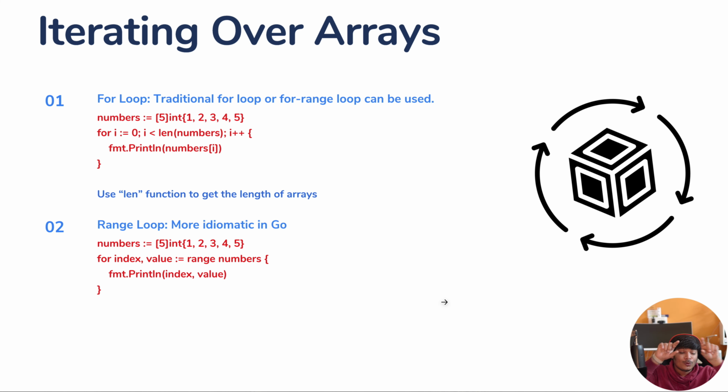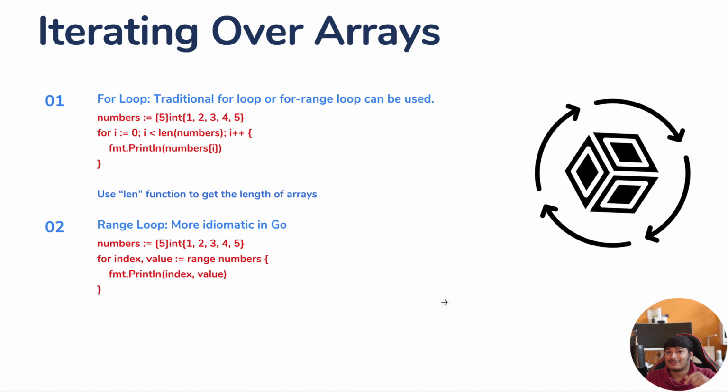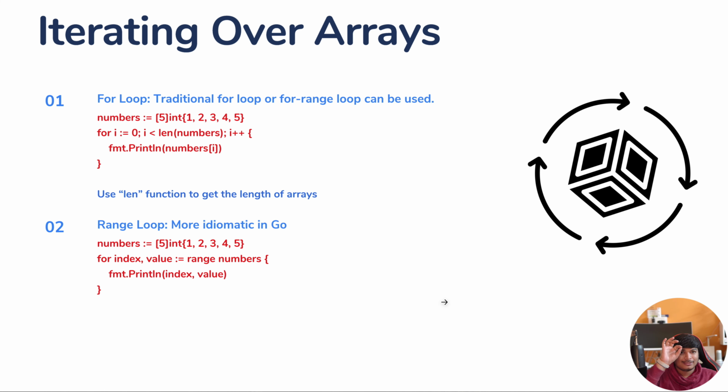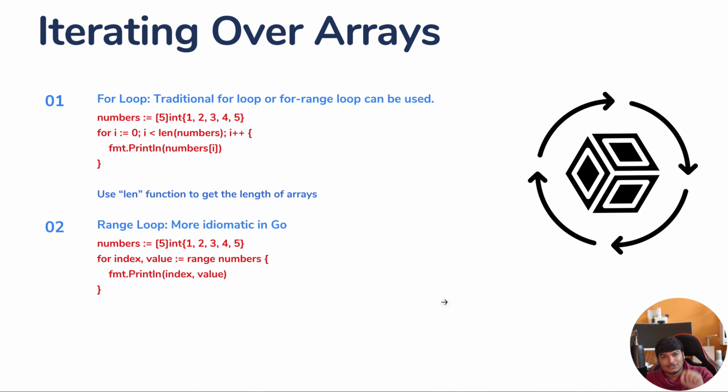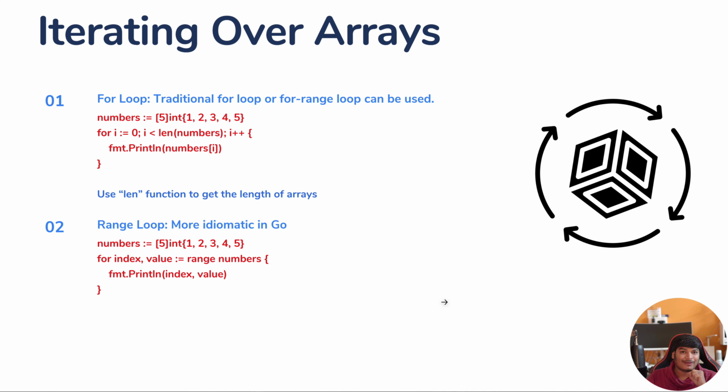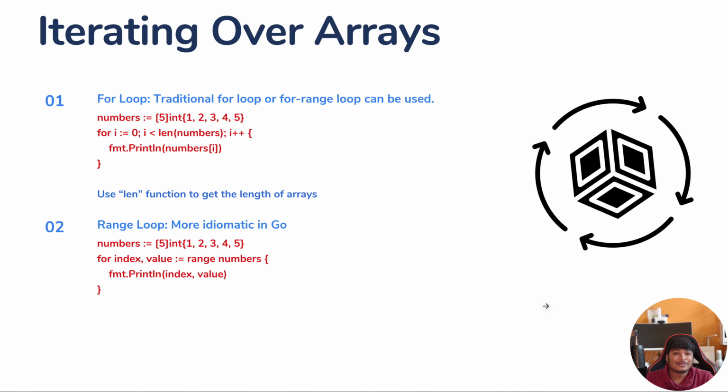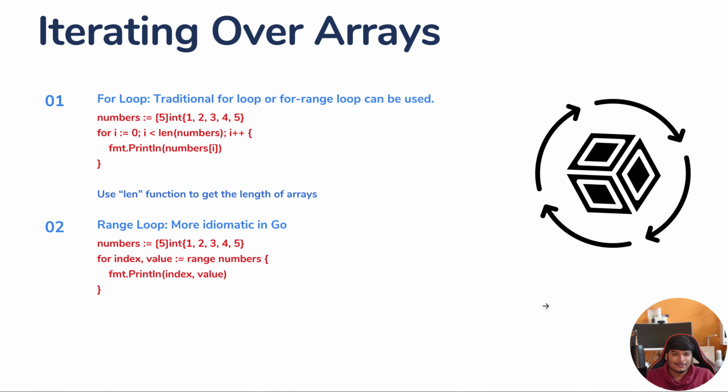In numbers, we are giving the i, because to access a value we have to use the variable name, and in the third brackets we have to mention the index. That is how we can access the value. So this is one way. Then using the range loop. So how do we use the range loop?